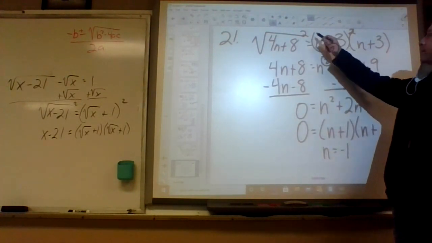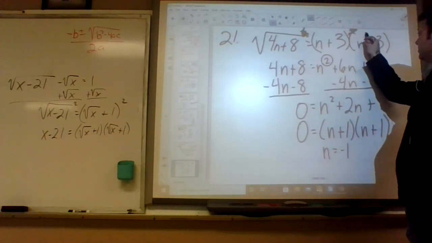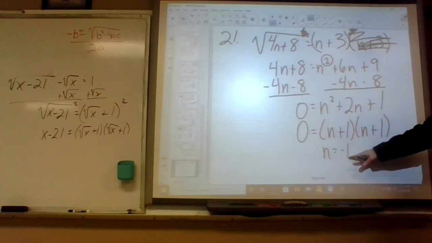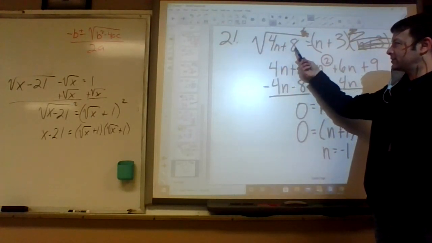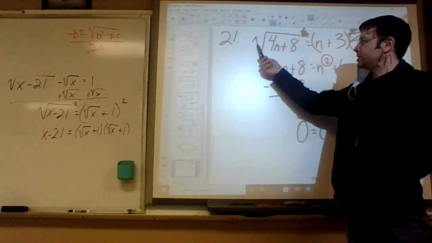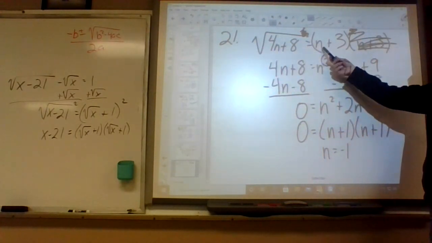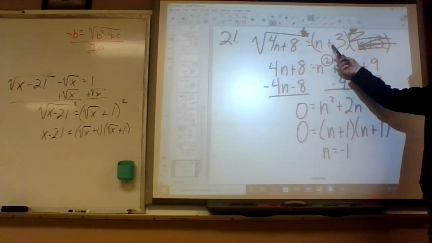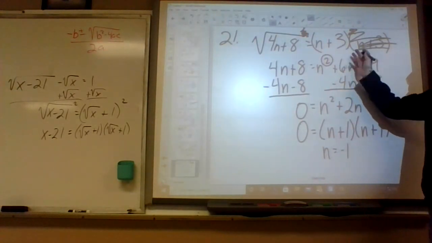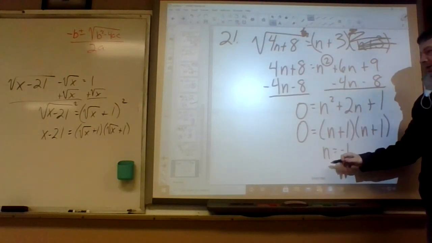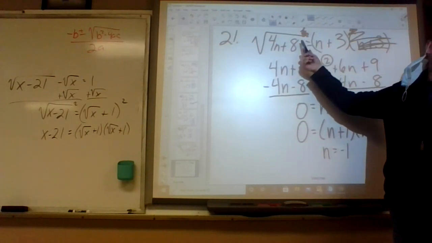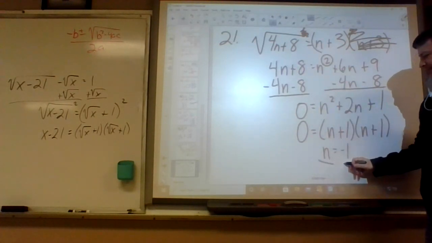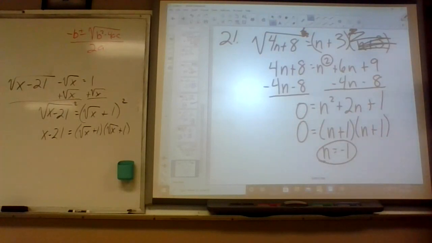Now the original, I kind of messed it up, but the original didn't have that stuff. So if I plug in negative 1, 4 times negative 1 is negative 4, plus 8 is 4, and the square root of 4 is 2. So the left side is 2. If I plug in negative 1 here, negative 1 plus 3 is 2. So it makes both sides equal to 2, so they are equal. So yeah, it works.